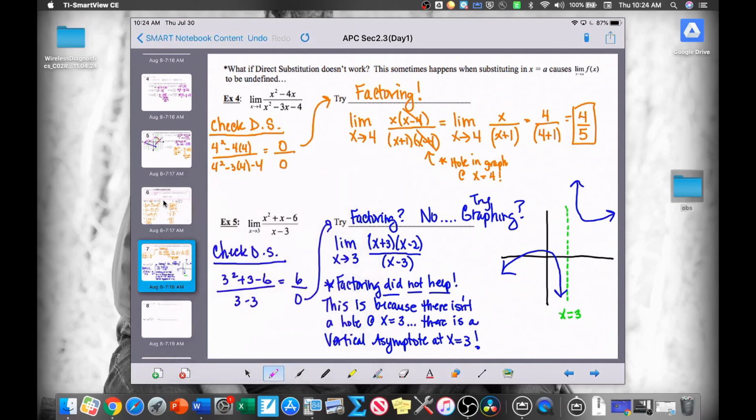Thinking about what we know about limits, as we approach 3 from the left-hand side, the graph is diving down towards negative infinity. As we approach 3 from the right-hand side, the graph is shooting up towards positive infinity. Our limit as x approaches 3 from the left is negative infinity, and our limit as x approaches 3 from the right is positive infinity. And we know the rule, right? If the left-hand limit and the right-hand limit do not equal each other, then our answer has to be that our limit does not exist. So that is the answer to example 5. The limit does not exist.